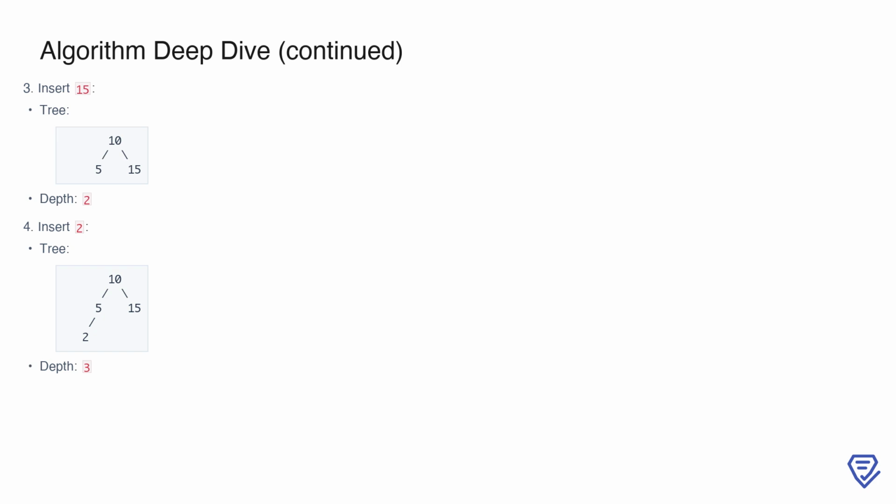Now, we insert 15, which is larger than 10. This value becomes the right child of the root. The depth remains 2 because both 5 and 15 are at the same level.